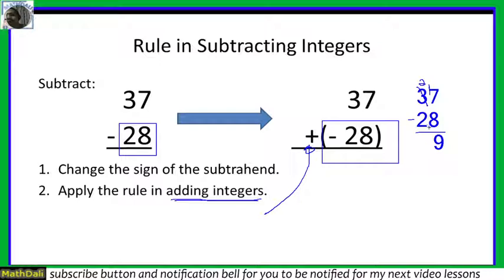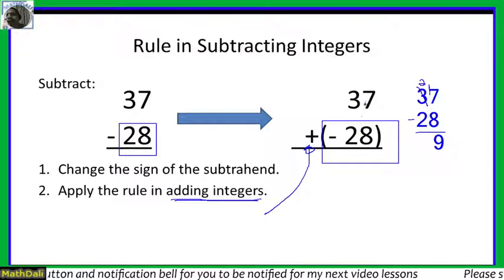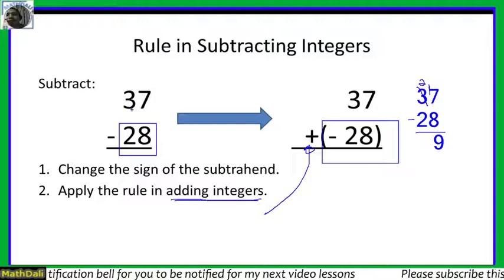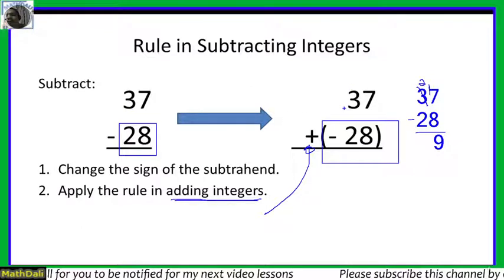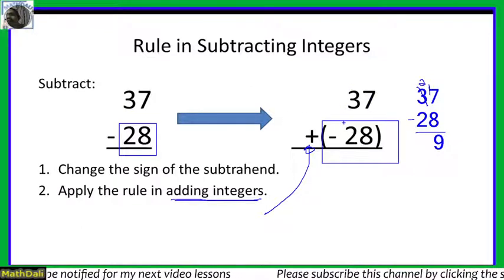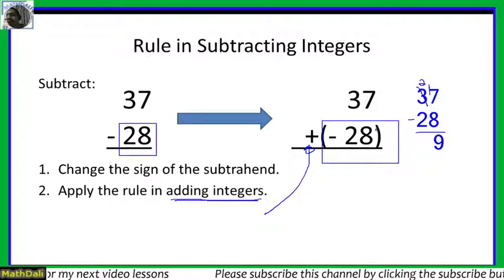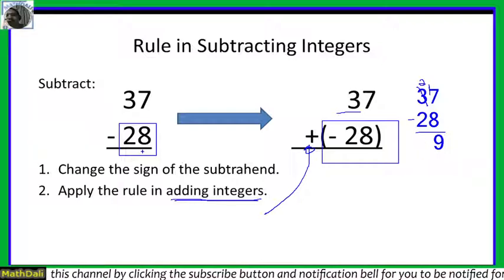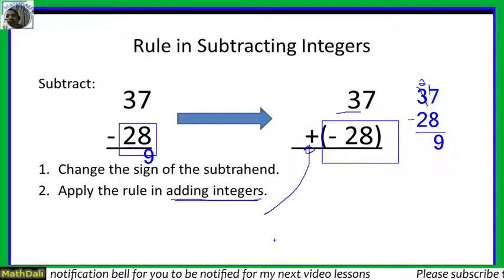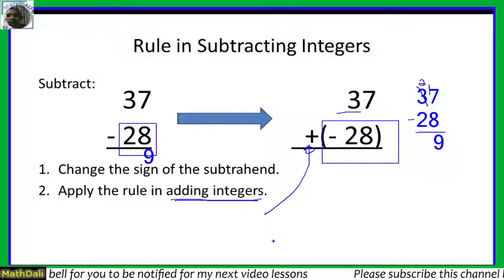Then, susunod, titignan natin kung ano yung mas malaki yung absolute value. Yung absolute value ba ng 37 o yung absolute value ng negative 28? Definitely, the absolute value of 37. So, kung ano yung sign ng 37, yun yung magiging sagot. So, the answer will be equal to positive 9. Lagay natin dito. Yan. Ayan yung rule natin sa pag-subtract.